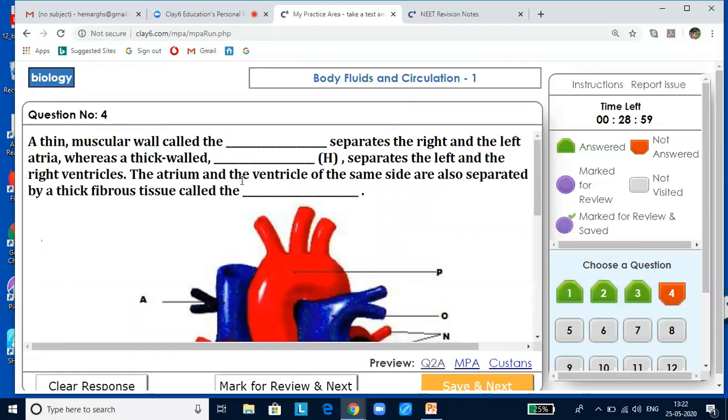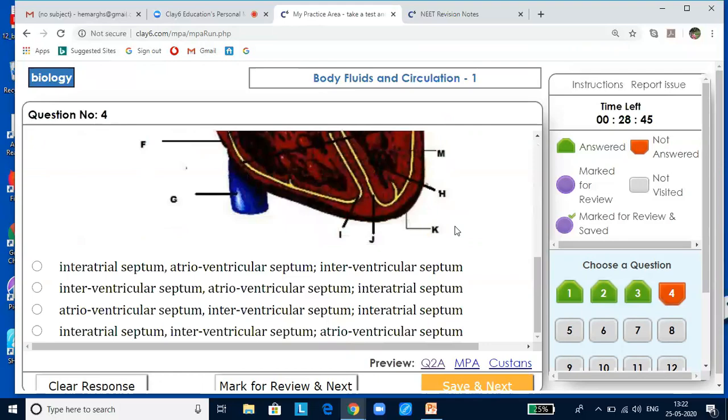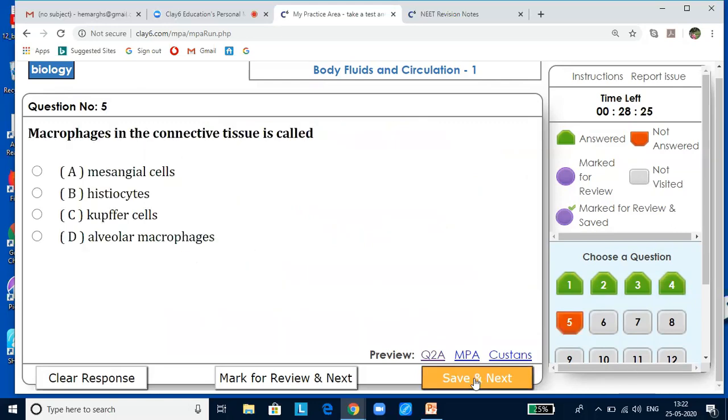Now, a thin muscular wall called dash separates the right and left atria, whereas a thick-walled dash separates the right and left ventricles. Atrium and ventricle of the same side are also separated by thick fibrous tissue called dash. So, what do they call it as? Interatrial septum, interventricular septum, atrioventricular septum.